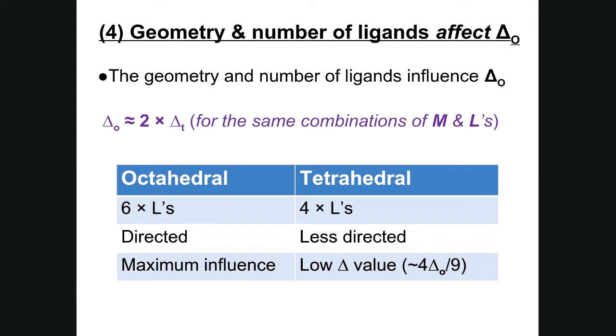At that point there, I've indicated that the delta O for an octahedron is twice as much as it is in a tetrahedron, because you've got 4 ligands in a tetrahedron. So that will be a smaller fraction of what you have. And that has consequences.